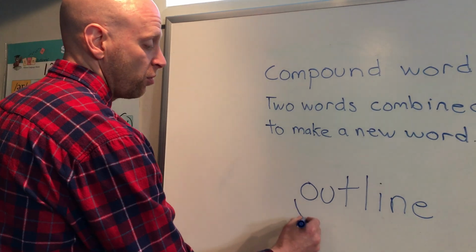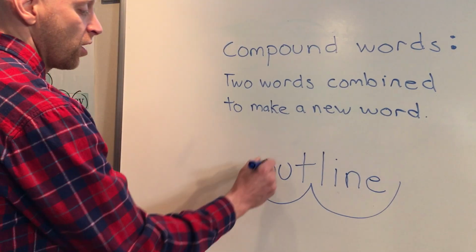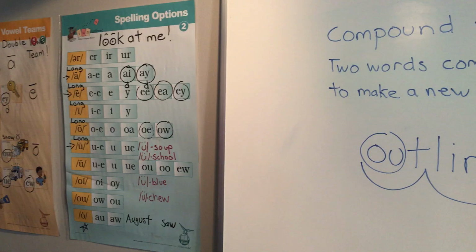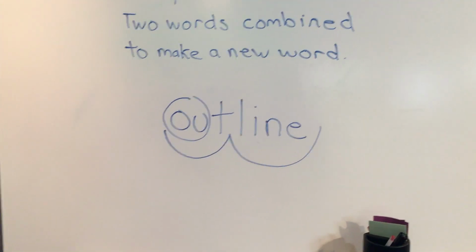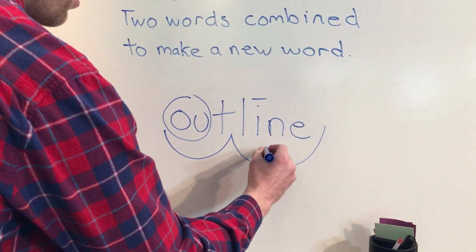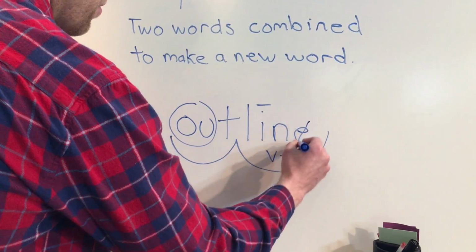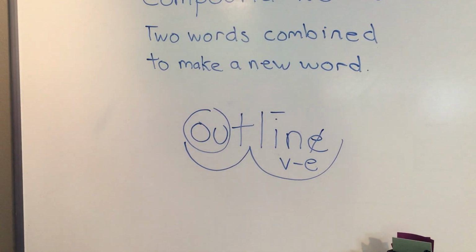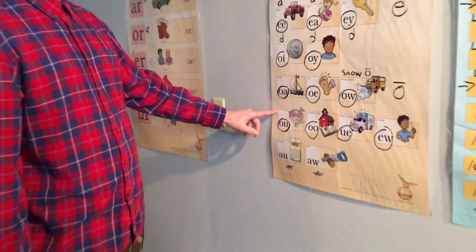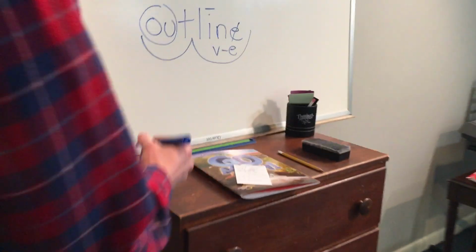We're going to take our syllables. We're going to split between the 2 consonants. Out, line. We have our O-U. And then we have our long I, so we give it a macron. A V-E. Mark that out. Outline. Over here, that OU is part of that double vowel team, so we're going to put a D underneath it.